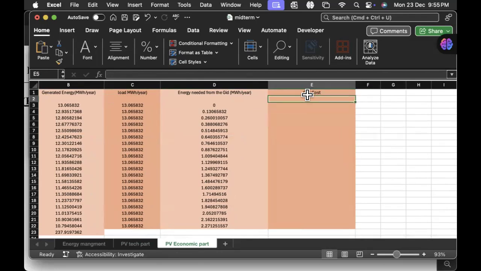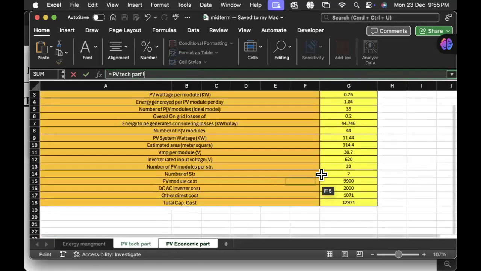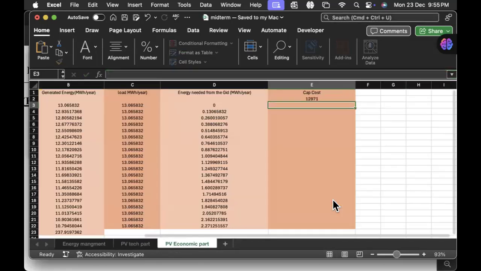So the capital cost is in year number 0, which will be reflected from sheet number 2, this number. So this is the capital cost. Okay, great. So now we finalize the first source of cost, which is the capital cost. The second source of cost is the operation and maintenance cost.